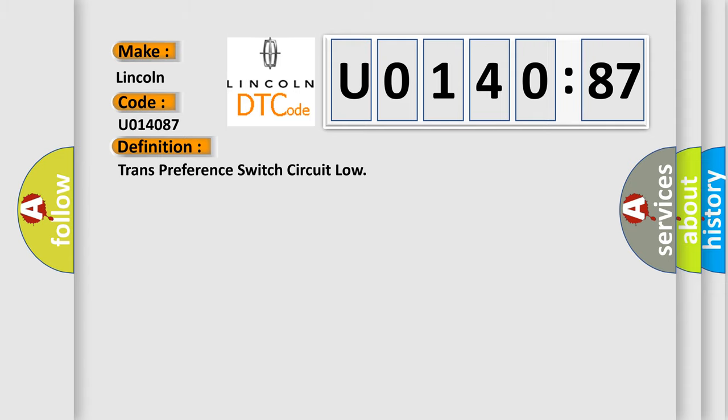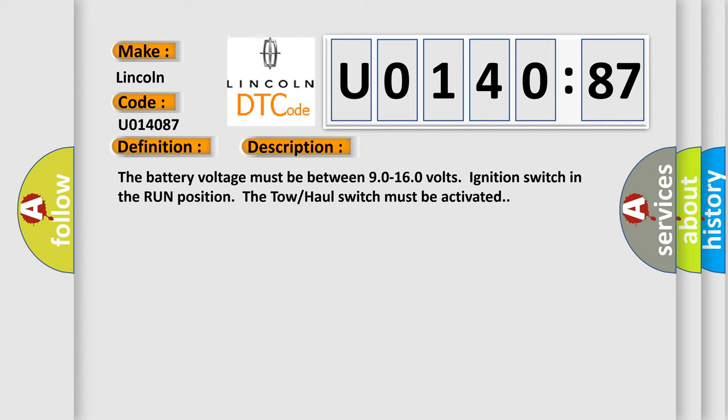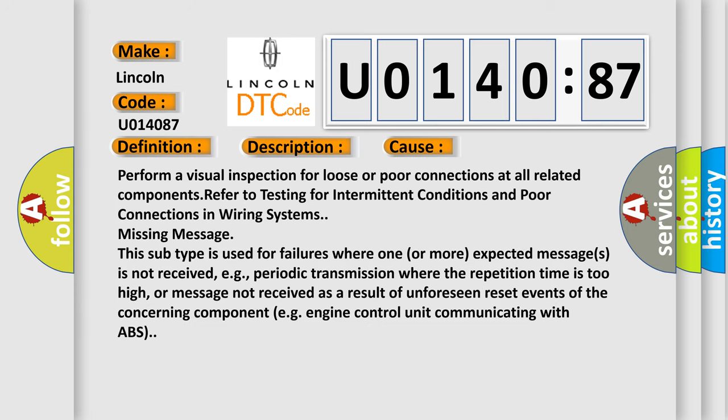And now this is a short description of this DTC code. The battery voltage must be between 9.0 to 16.0 volts. Ignition switch in the run position. The tow haul switch must be activated. This diagnostic error occurs most often in these cases.